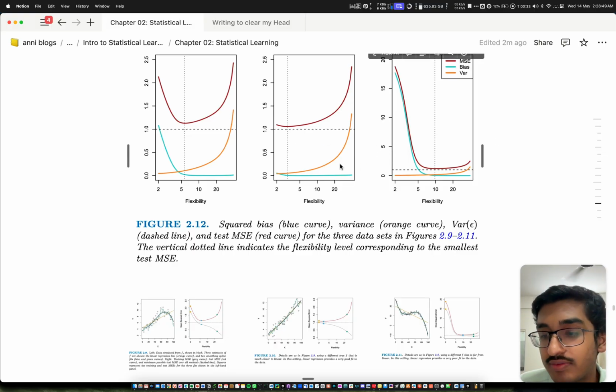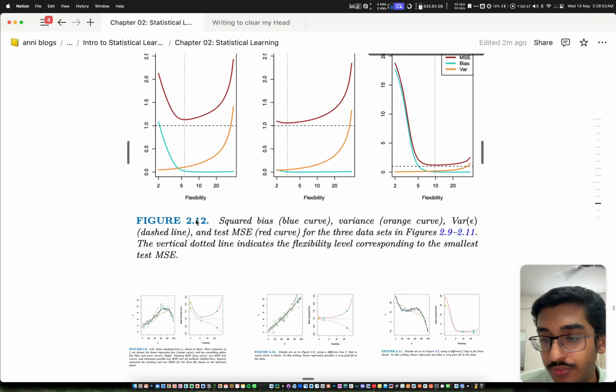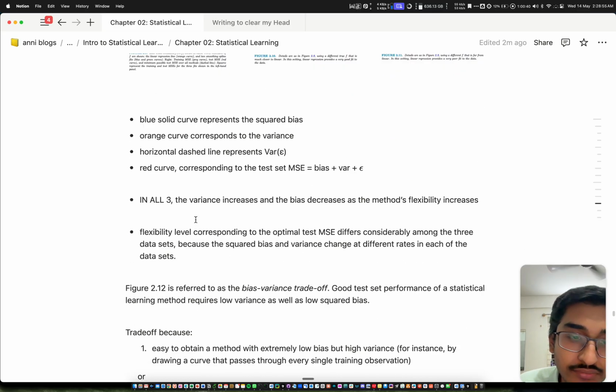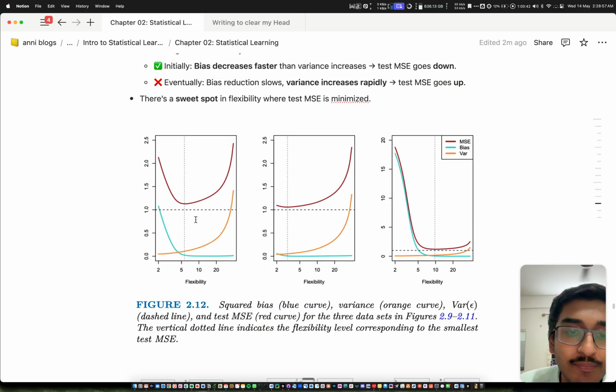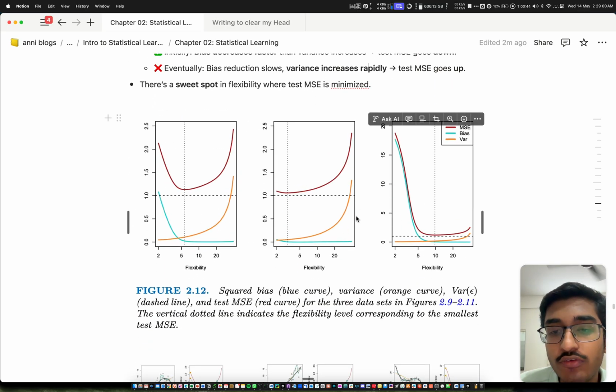Similar thing for these two graphs. I'll leave it as an exercise for you to read the book and find that, Figure 2.12. In all of these, you see bias decreasing for higher flexibility models and variance increasing for models that are more flexible.